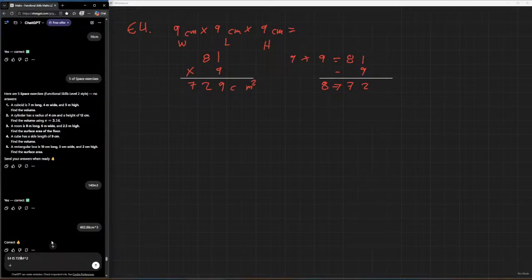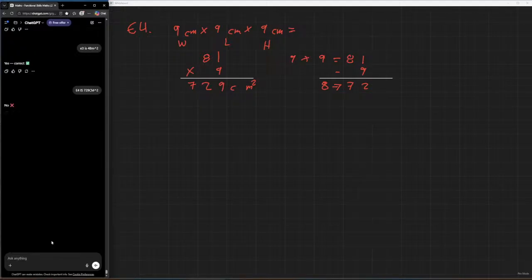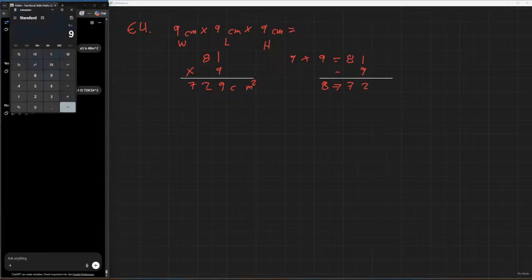Oops. Centimeter in the part of 2? No. Okay, what did I do wrong? For sure my multiplication is wrong, that's what it is. 9 times 9 is what? 81 times 9. So it's not that. The volume. Did I miss something? Wait a second.